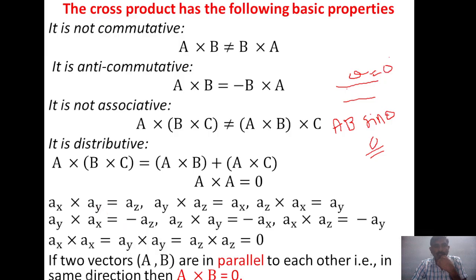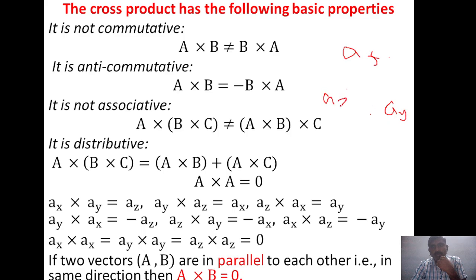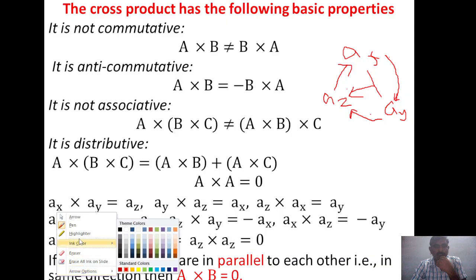This cross multiplication we can easily remember. Just listen, I will tell you the trick. By the screw rule we can easily identify. Take AX, then AY and then AZ. Assume the screw is rotated in the right hand direction: AX, AY and then AZ. You rotate the screw in this direction. So if you multiply AX cross AY, then your answer will be AZ. Clear? In the rotation direction, the value comes out.